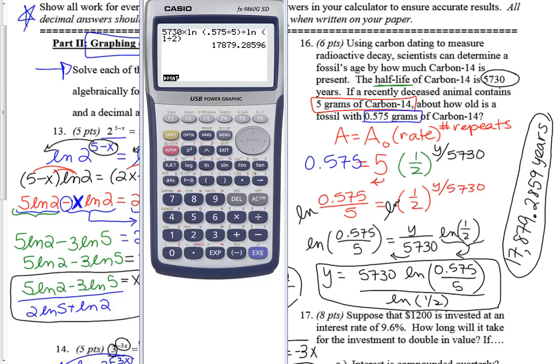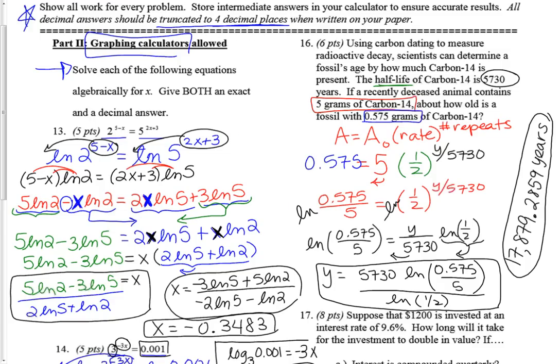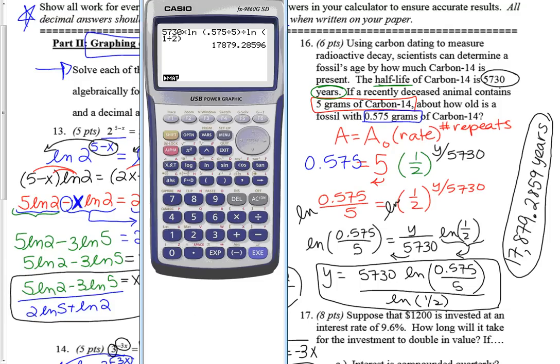17,879.2859, and that was in years because when I expressed the half-life up here in the problem, it was in years. So you just need to keep the same unit as the half-life. That's going to be the unit for the final answer. Does this seem like a realistic answer? Well, let's jump back to our calculator.